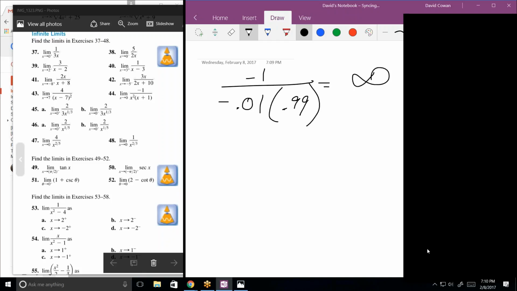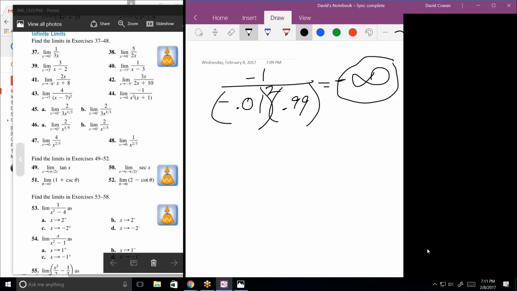Got it. Hold on. No, I didn't do that right. They don't cancel. It goes to negative infinity. If I approach 0 from the left, a number that I might put in would be negative 0.01, right? But when I square it, it turns positive. This is always positive, so my denominator is always positive. So this is going to go to negative infinity.